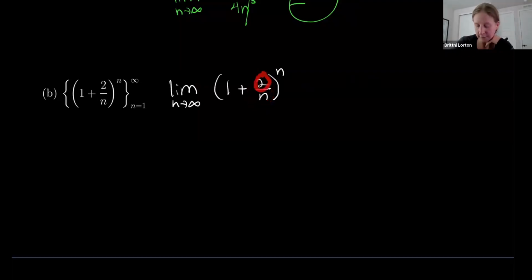Remember, $2, a million friends, you're all broke. So that guy goes to 0. But inside the parentheses, I still have a 1. So 1 plus 0 is 1. To the power of infinity is not 1. It's a common misconception. 1 to the power of infinity is not 1. 1 to the power of a number is 1. But infinity is not a number. So this is, in fact, an indeterminate form.